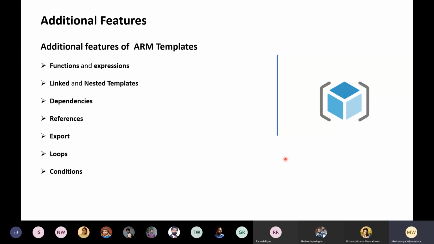You can have references, and you can export this template from the Azure Portal easily. So you can use it anywhere to reproduce your resources identically, and it has loops that help with repeatable results, and you can have conditional deployment even inside Azure templates.